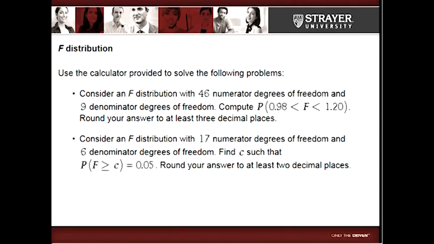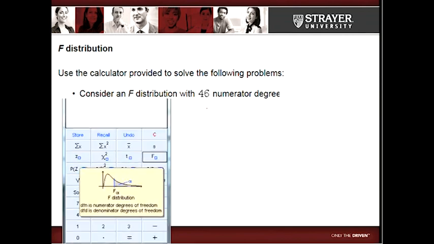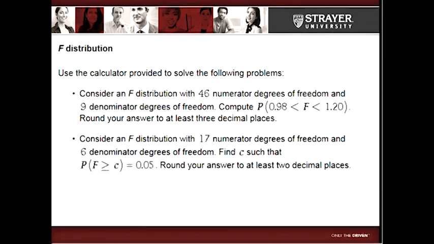The F distribution has to do with the ratio of a standard deviation of a sample with a standard deviation from the population. And as such, since it's a ratio, we'll have degrees of freedom for the numerator as well as degrees of freedom for the denominator.